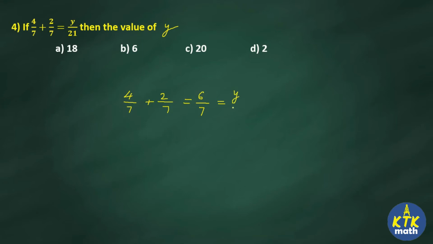In the question they gave y by 21. This sum is exactly the same as your first question. 7 becomes 21, so what they have done? They have multiplied by 3. So the same multiplication by 3 you should do with the numerator also. So 6 3s are 18. So it's a simple way. The only thing is we are doing some addition in the front. Your answer for the fourth question is option A, 18.